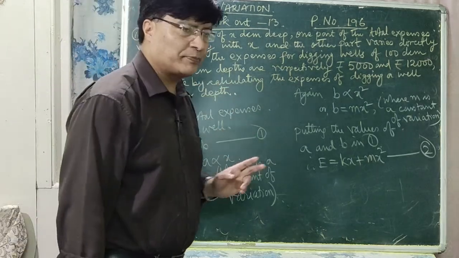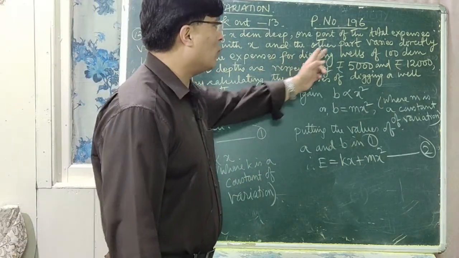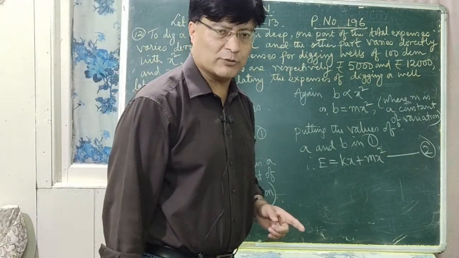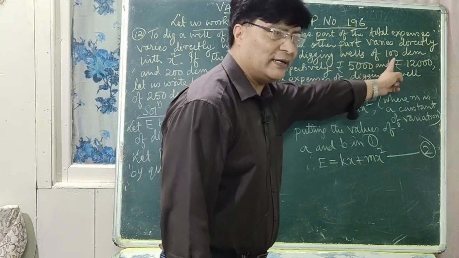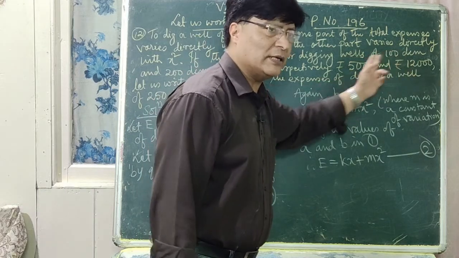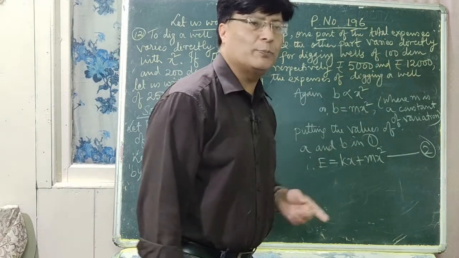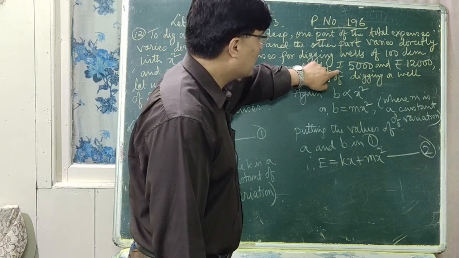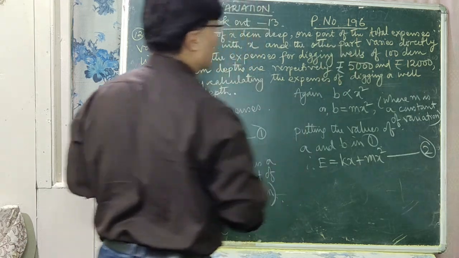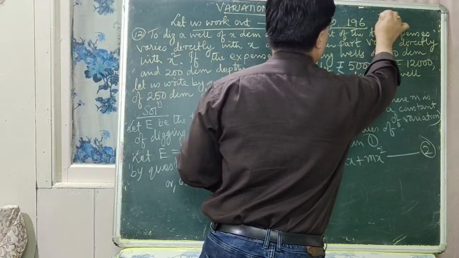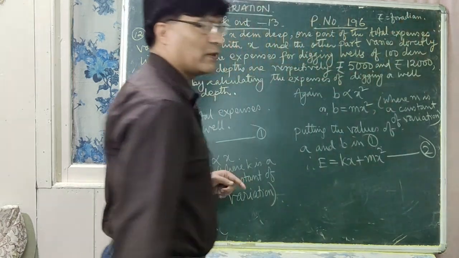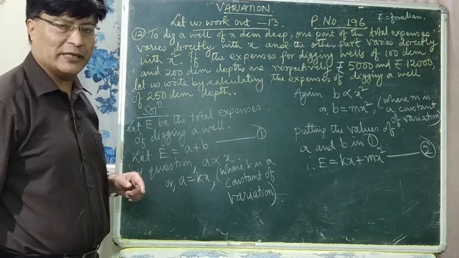So by question, it is given that for digging a well of 100 decimeter, what is the expense? It is rupees 5000. That is, when X is equal to 100 decimeter, that is, X is a depth. So when X is equal to 100 decimeter, then what is the expense? E is equal to rupees 5000. This is another way of writing the rupees. This is known as foradyne. You know that foradyne, isn't it? Foradyne is actually rupees, right?